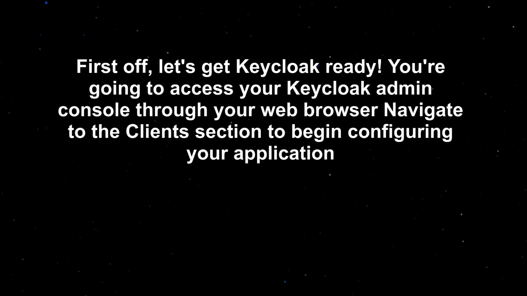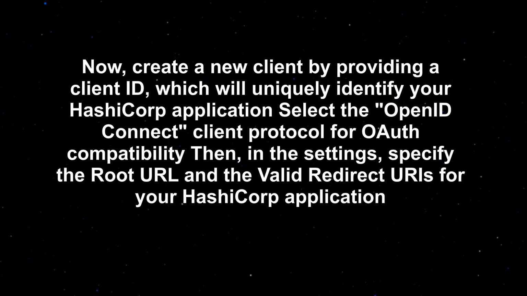Navigate to the Clients section to begin configuring your application. Now, create a new client by providing a client ID, which will uniquely identify your HashiCorp application. Select the OpenID Connect client protocol for OAuth compatibility.